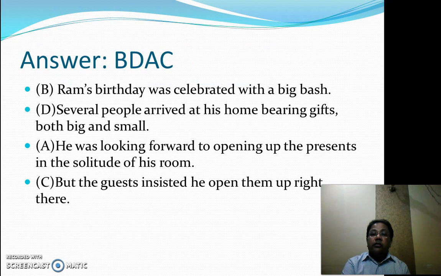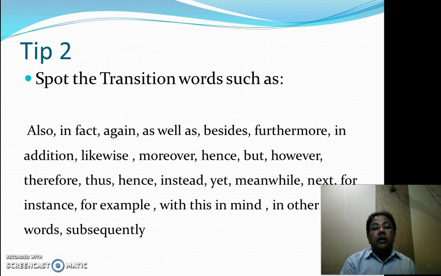Ram's birthday was celebrated with a big bash. Several people arrived at his home bearing gifts, both big and small. He was looking forward to opening up the presents in the solitude of his room, but the guests insisted he open them up right there. Okay, so I think we are making sense, and let us move to tip 2.